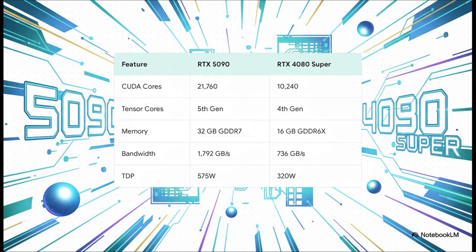So, to wrap up all the tech specs, here it is, the definitive tale of the tape. We've got everything side by side, and you can see, across every single metric that matters for AI, CUDA cores, tensor cores, memory, bandwidth, the RTX 5090 just completely dominates.